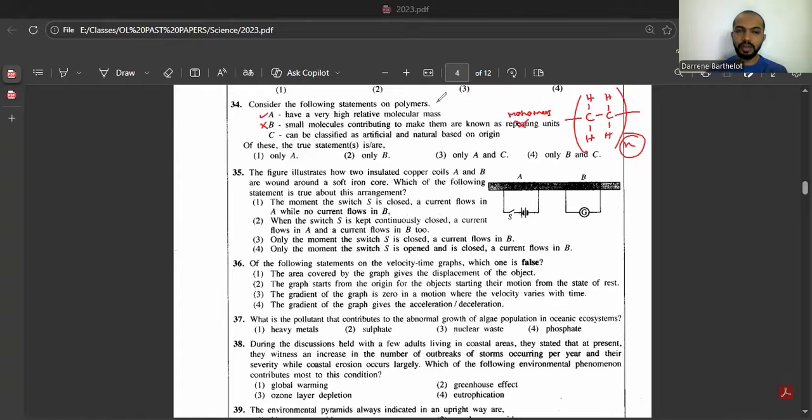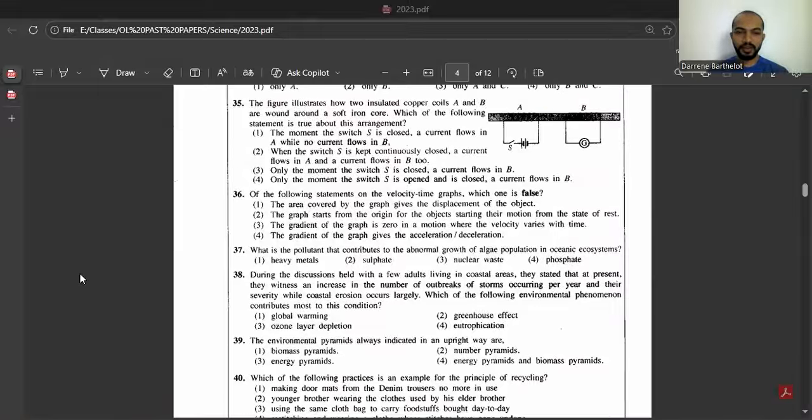Yes. If you take examples for artificial polymers, you have polythene, Teflon, then PVC, right? And for natural polymers, you have rubber, DNA, RNA, and all the polysaccharides that you know. Those are natural. So that's correct. So the answer should be A and C.